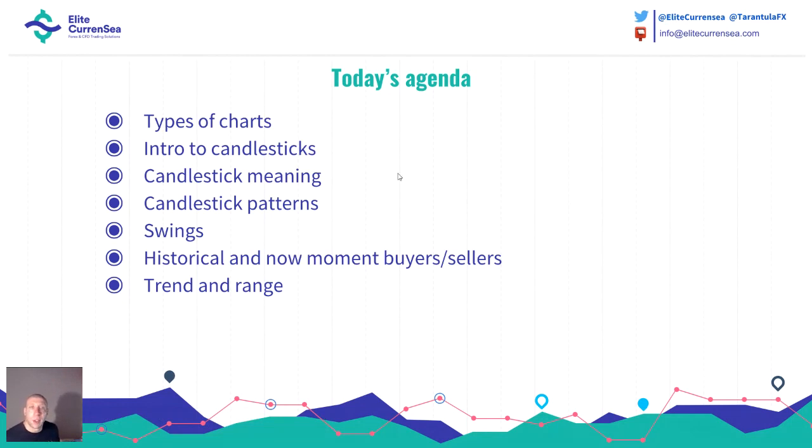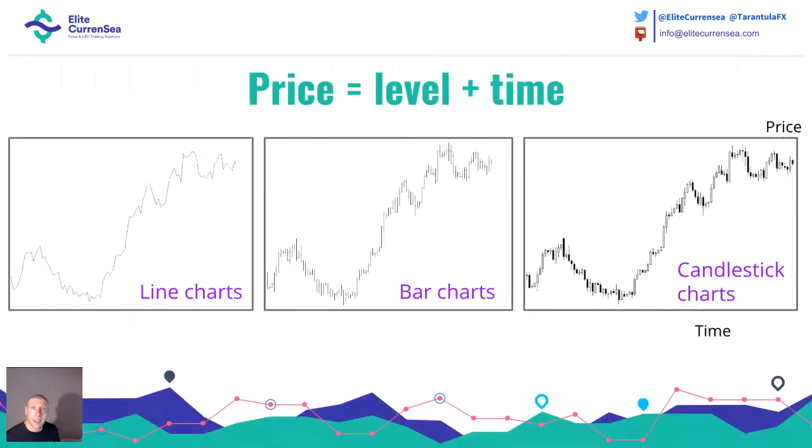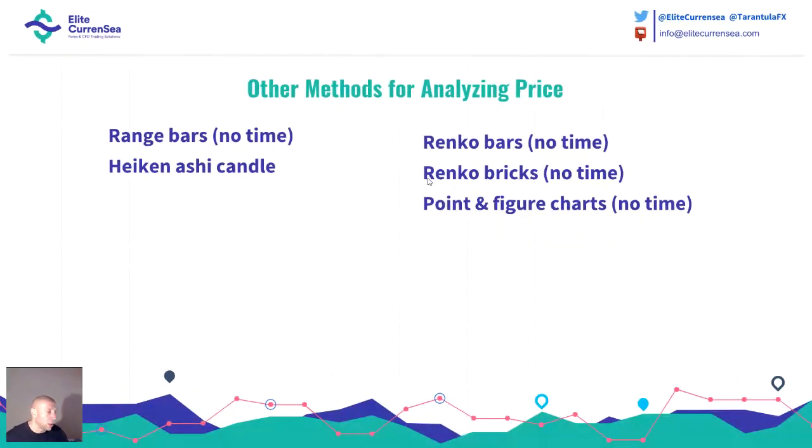First of all, let me tell you about the different types of charts. One of the ways we see the price on the chart is by using line charts, bar charts, and candlestick charts. The main point is that at the bottom is always the time, and the price is always either to the upside or to the downside. Usually when price is going up, you will see a blue or white candlestick. When price is going down, you will see a black or red candlestick, depending on your template.